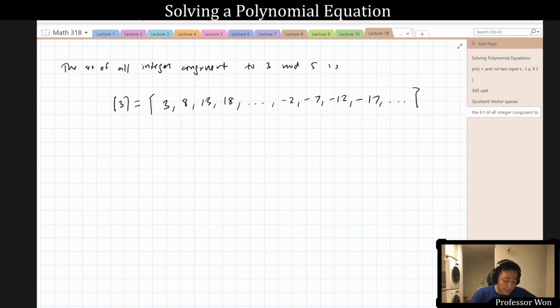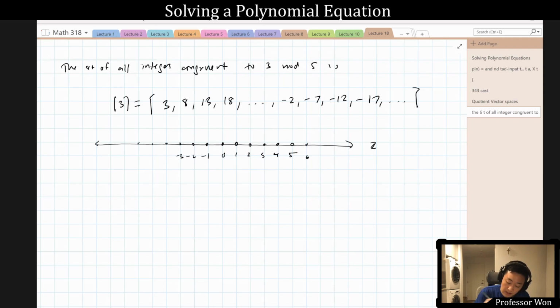Because if you add 5, you get just a higher multiple of 5 plus 3. Okay, and what this does is this takes the entire set of integers. Right, here's the entire set of integers. 0, 1, 2, 3, 4, 5, 6, -1, -2, -3. And what it does is it splits them into 5 different sets where you split them evenly apart, right?